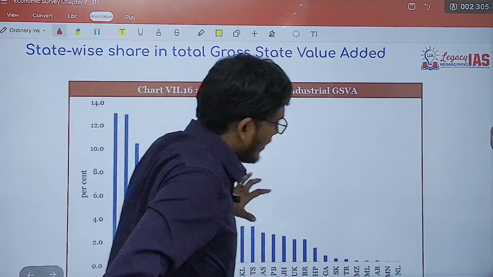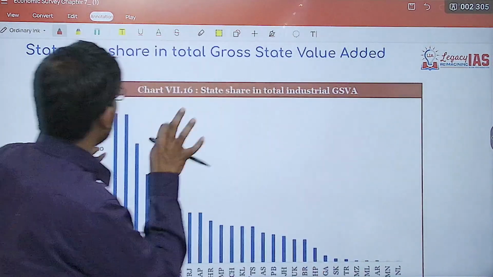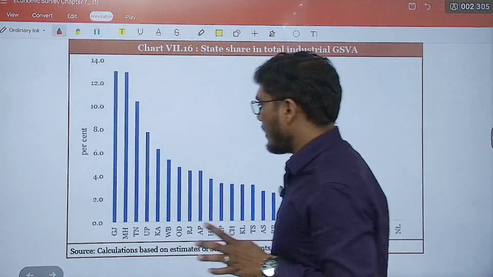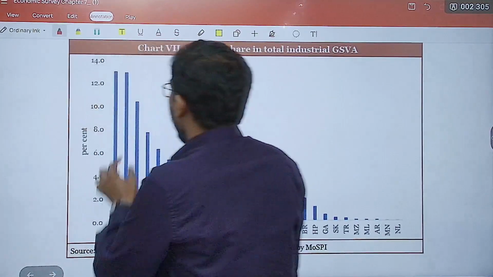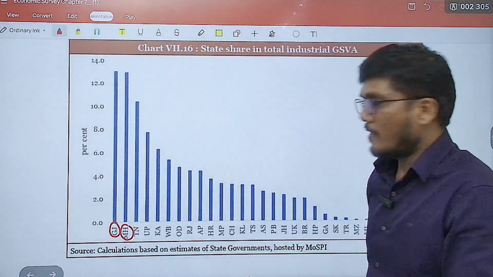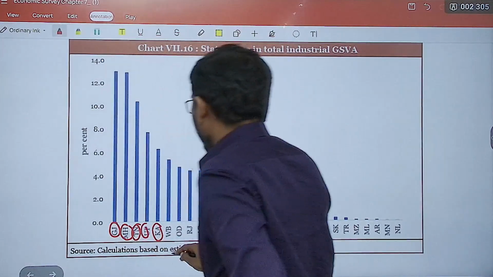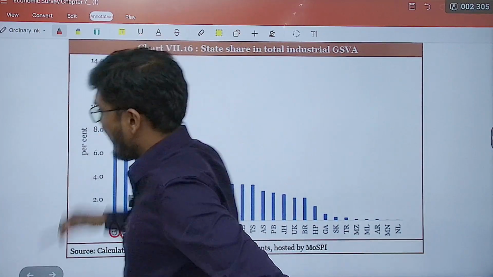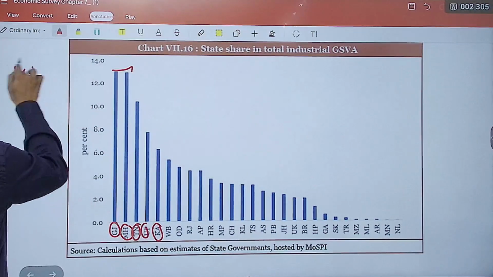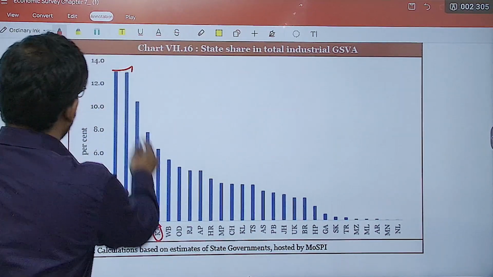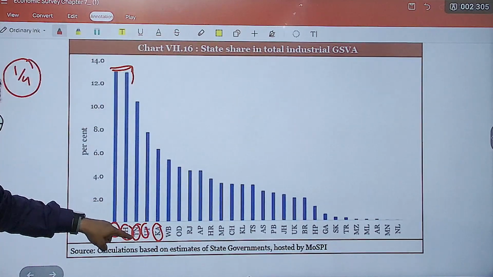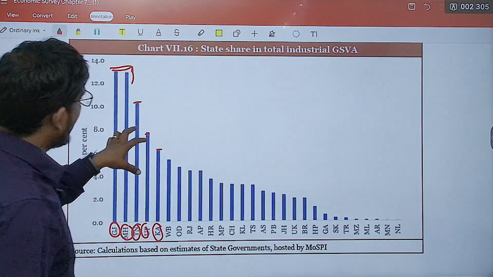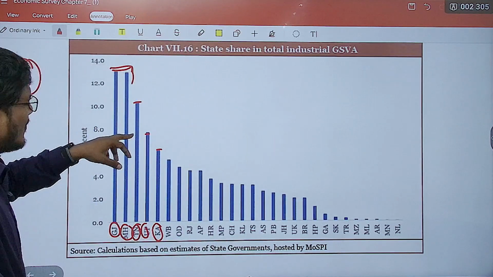Last but not least, if we look at the share of states with respect to the gross state value added, this is the graph. Gujarat is the highest and very closely followed by Maharashtra. Then you have Tamil Nadu, Uttar Pradesh, Karnataka, and so on. Gujarat and Maharashtra, the top performing states, are close to 13% each. So one fourth of the entire gross value being added is coming from these two states. If you add Tamil Nadu, Uttar Pradesh and Karnataka, that is 11, 8 and 7, close to 26%.